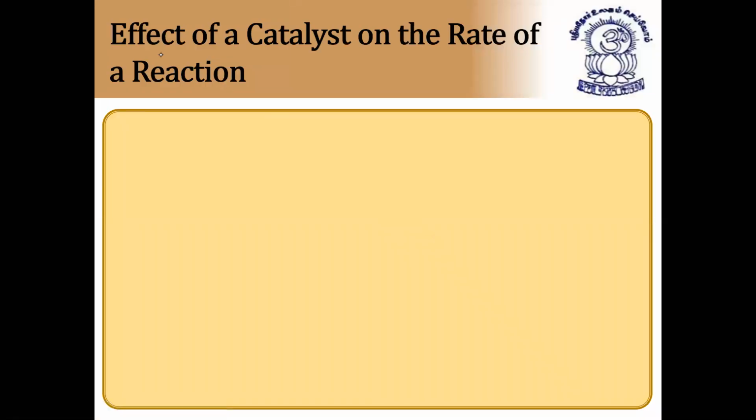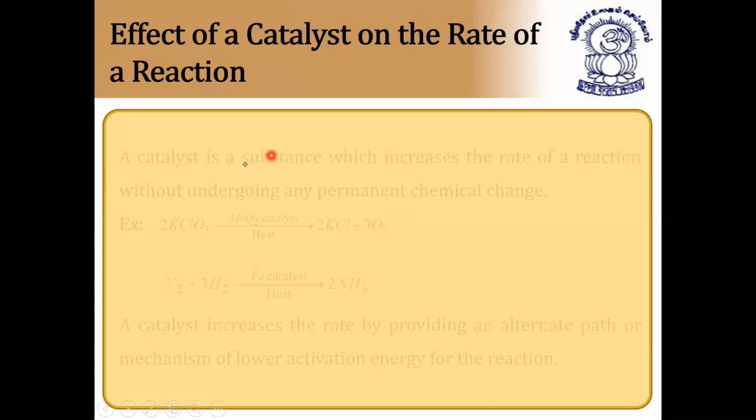So, effect of catalyst on the rate of reaction. Next we have effect of catalyst. In the previous session we have seen the effect of temperature on the rate of reaction. As the temperature increases, the rate of reaction increases, and for every 10 degrees rise of temperature, the rate of reaction almost doubles. Now we'll see the effect of catalyst.